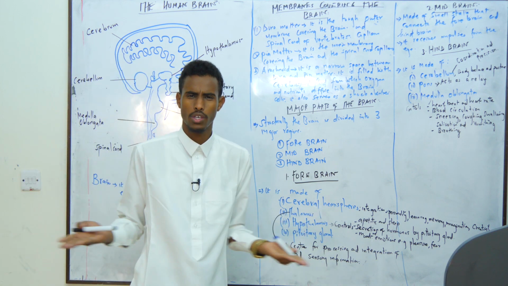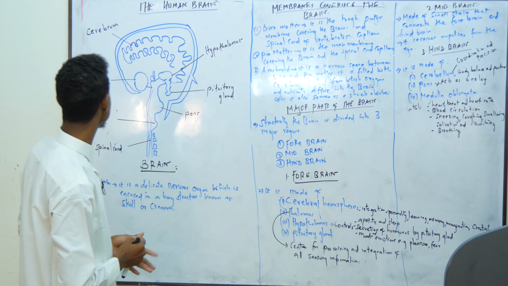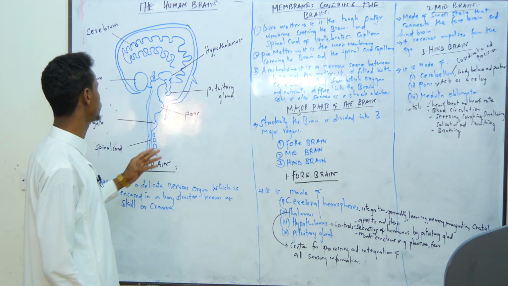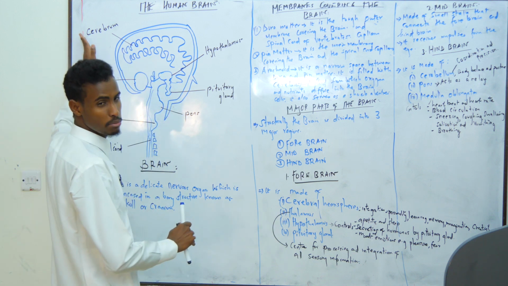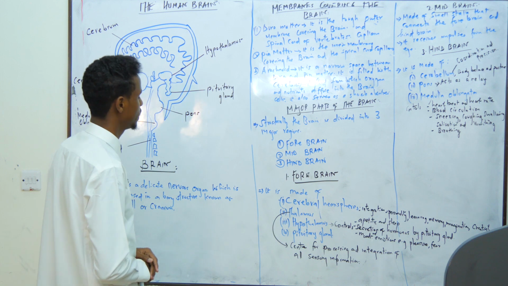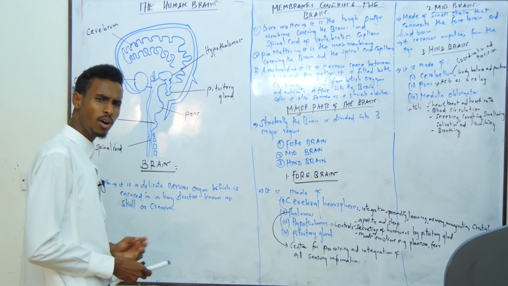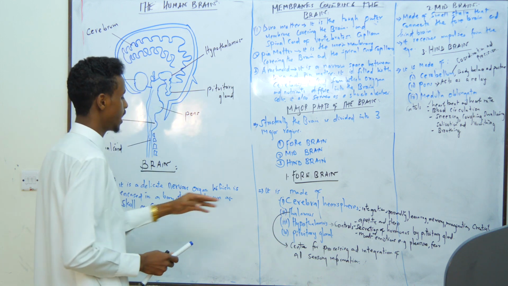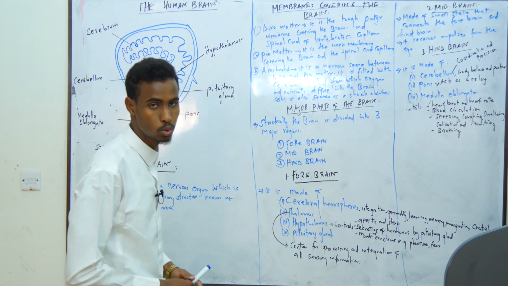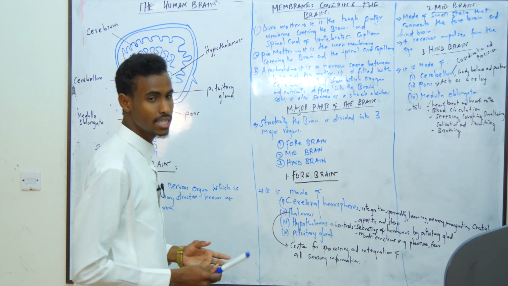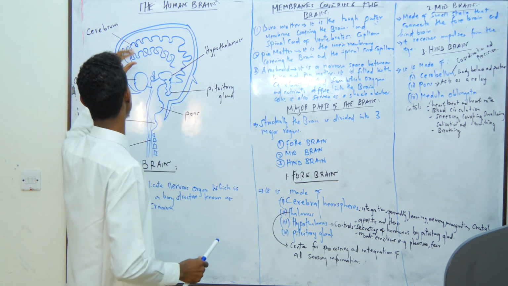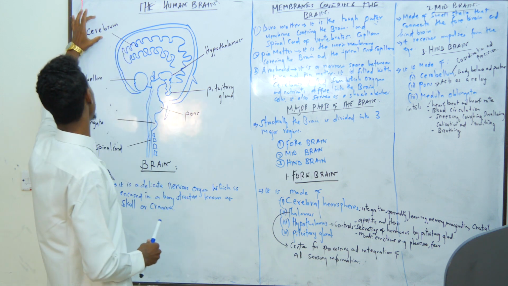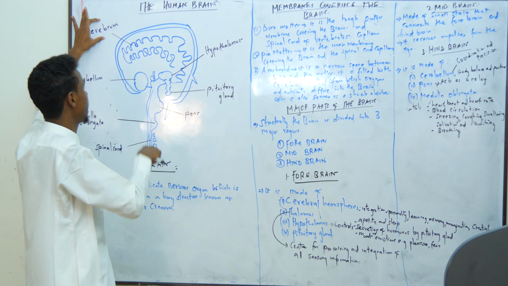Now let's look at the forebrain. What is the composition of the forebrain? The forebrain, class, is composed of the cerebral hemispheres, that is, the right cerebral hemisphere and the left cerebral hemisphere. After that, we have the thalamus, the hypothalamus, and the pituitary gland as the composition of the forebrain. Now let's break down and see what each part of this forebrain does.